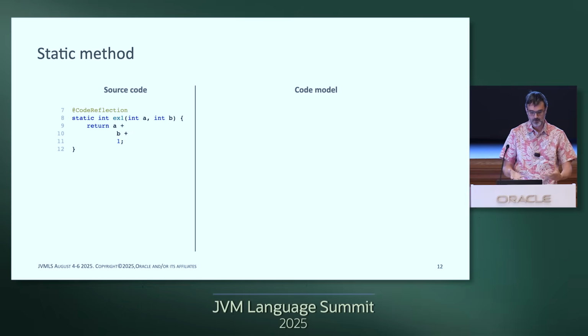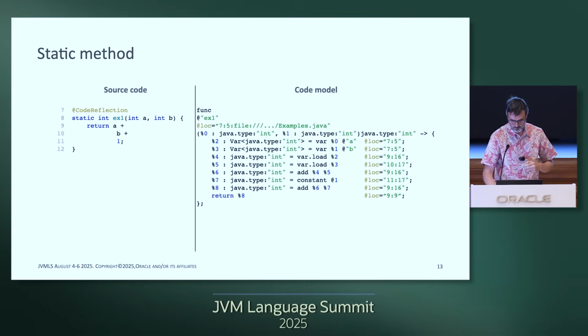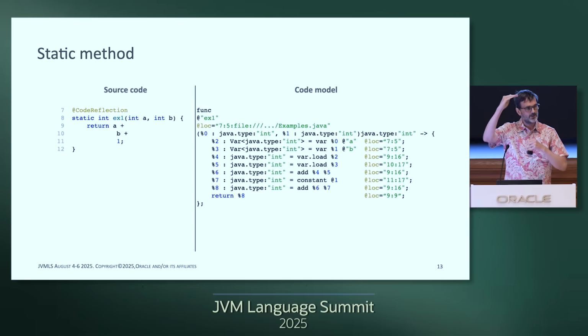So I have some source code. I have a static method. It takes two ints in. It sums them up with a constant and returns it back. And I'm putting the expressions on separate lines for a reason. So here's the actual code model in textual form on the right. This code model has a top-level operation. It has one body, it has one block, and a sequence of operations you see embedded in.